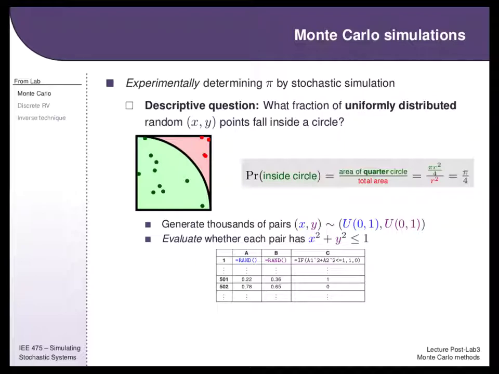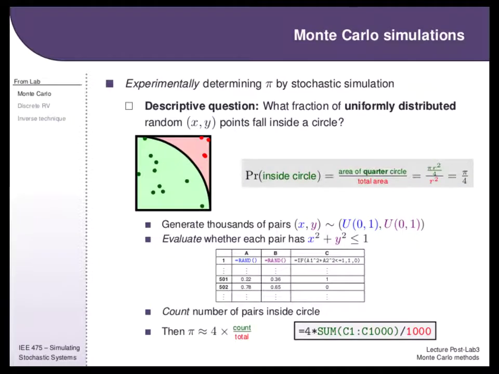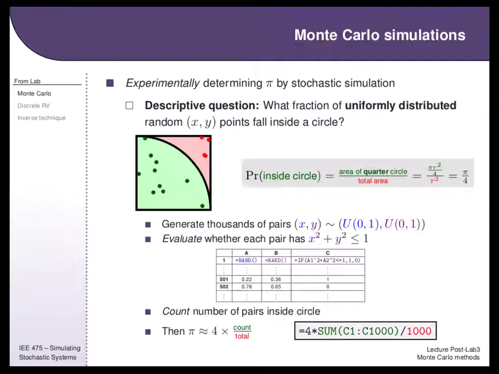And if I took the average of that column, that average will be pi over 4, or be an estimate of pi over 4. So I just multiply that average by 4, and I get an estimate of pi. And that estimate will get more and more accurate as we get more and more rows.